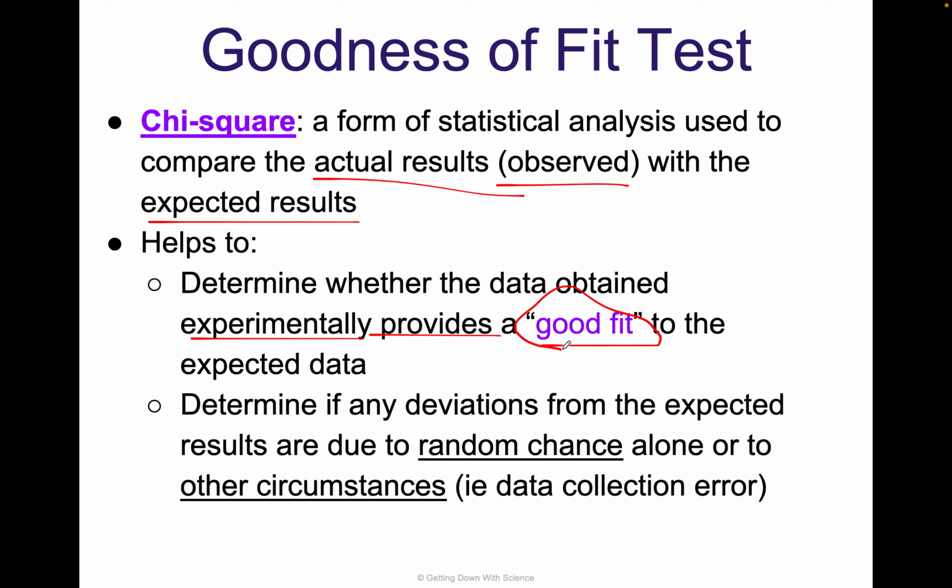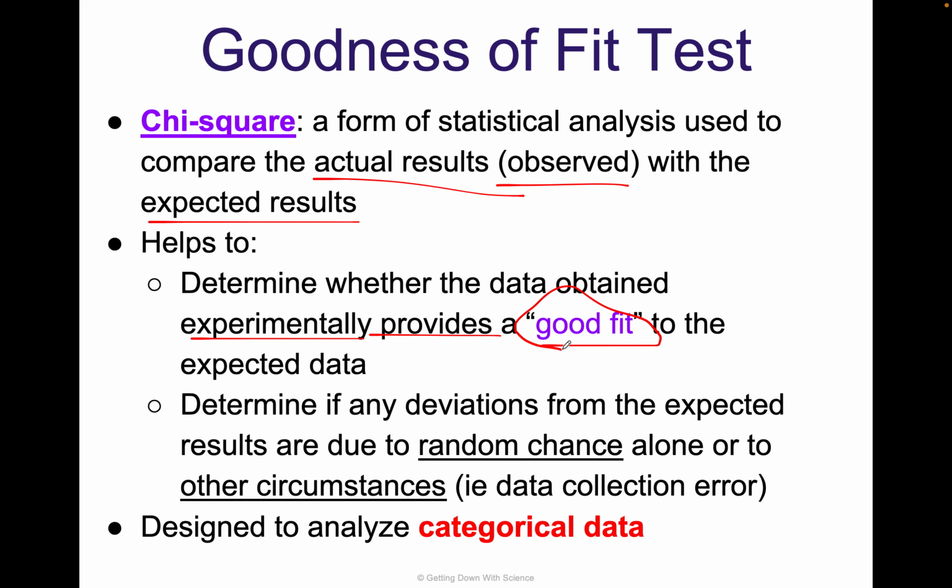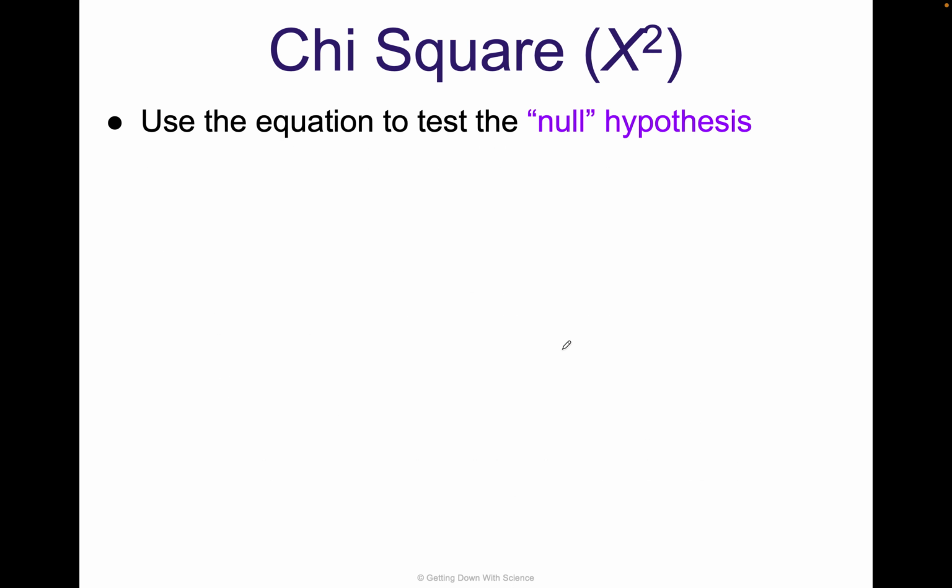So if you have a goodness of fit test and it's not fitting, we have to figure out whether those are from random chance, like something randomly happened, or whether we screwed up. And this is a way that we can do that. It's designed to analyze categorical data, all right? So here's how we do it. Oh, I'm sorry, one more.